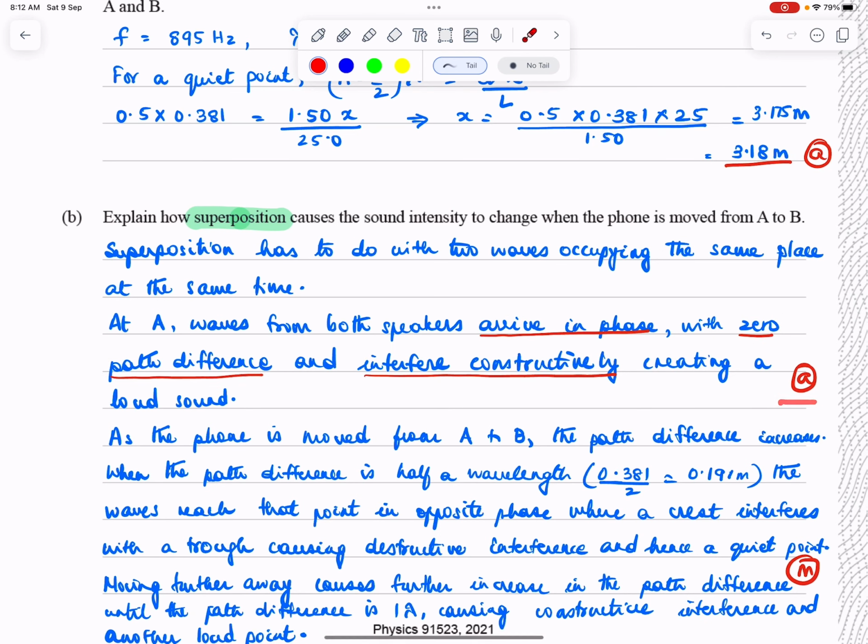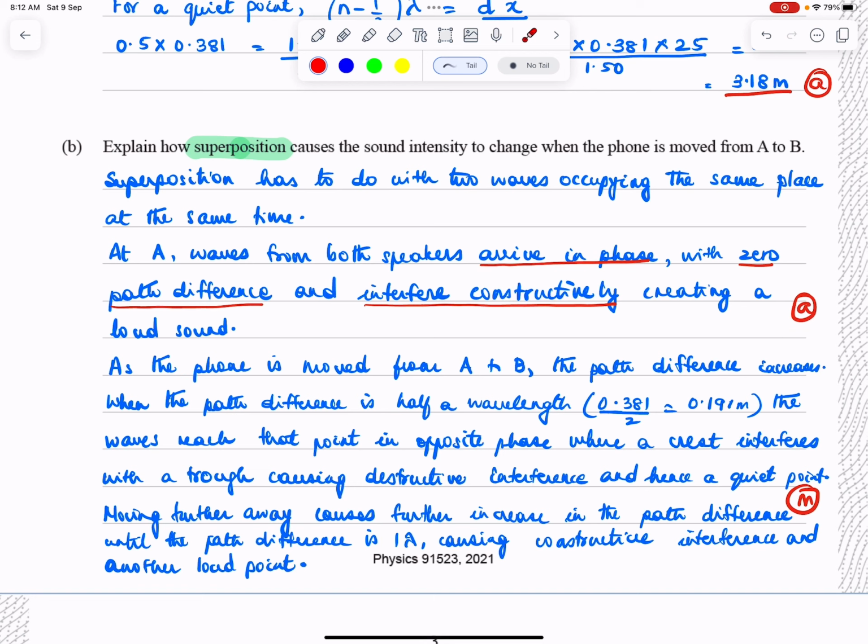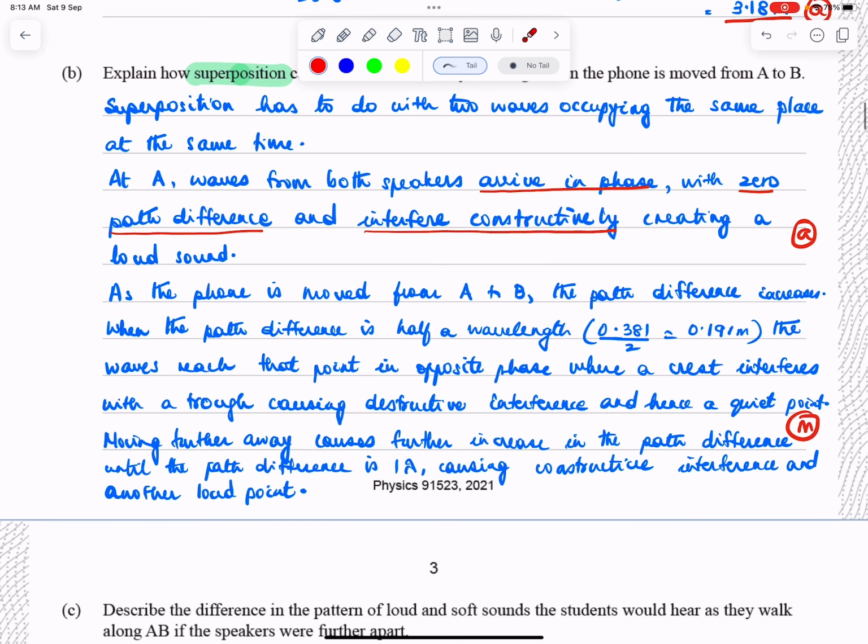Okay, they're really important. Now, as the phone is moved from A to B, the path difference increases. And when the path difference is half a wavelength, the waves reach that point in opposite phase, where a crest interferes with a trough, causing destructive interference, and so there's a quiet spot. Moving further away causes a further increase in path difference until the path difference is one wavelength, causing constructive interference, and then you have another loud point, and so on.